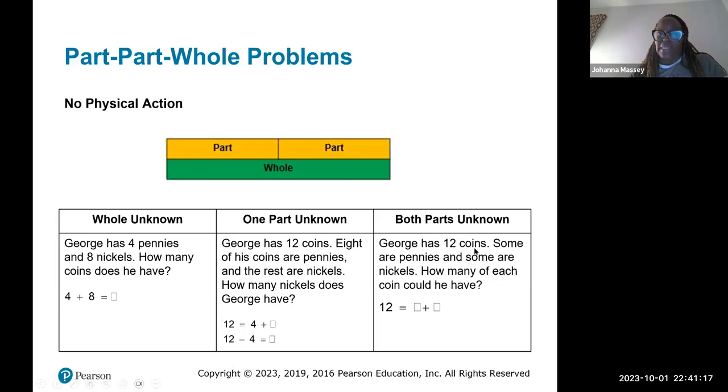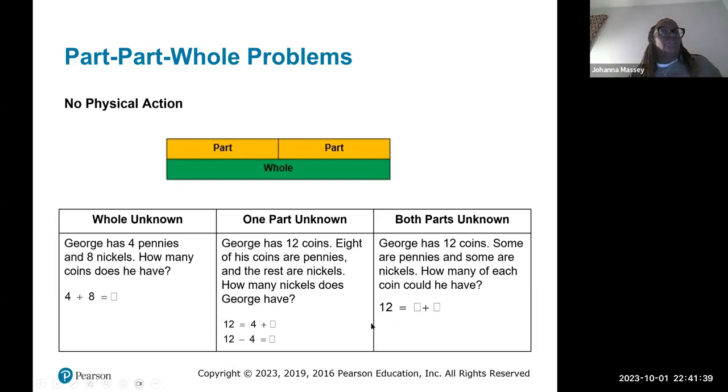George has 12 coins. Some are pennies and some are nickels. How many of each coin can he have? So you can have a variant where both of the parts are unknown. And what you need to do is just come up with ways to make 12. Have students come up with ways to make 12.